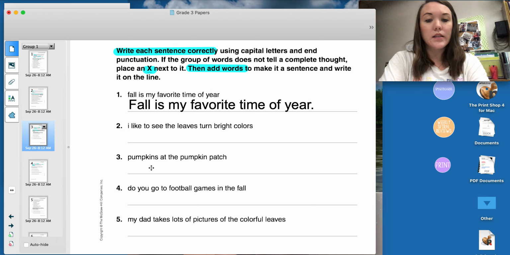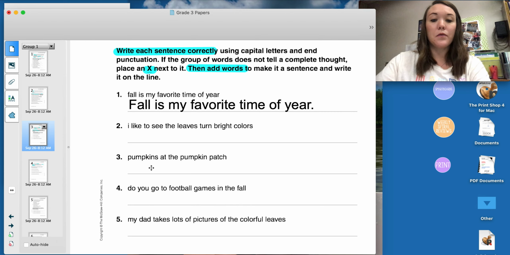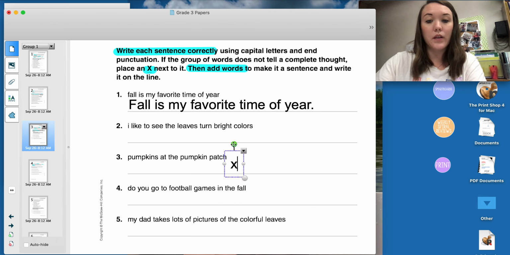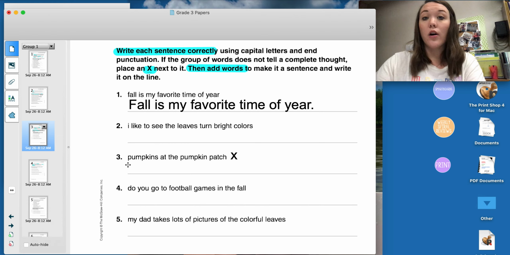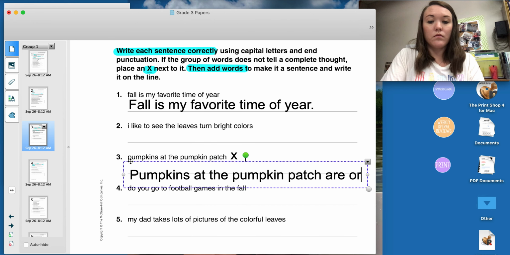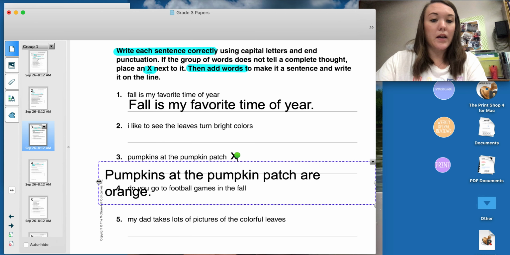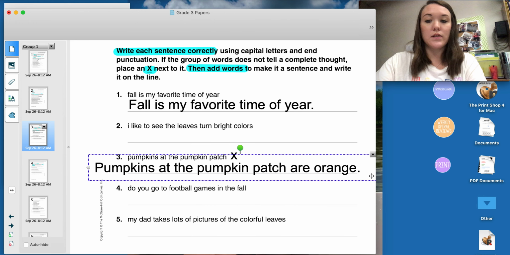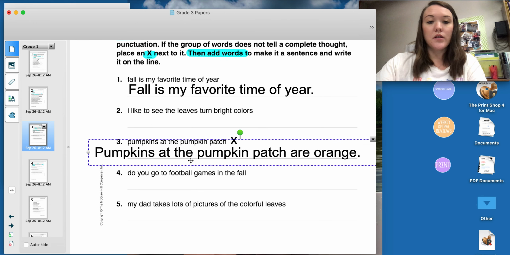Number 3 says pumpkins at the pumpkin patch. That is a sentence fragment. So I'm going to put an X next to it to tell myself it's not a complete thought, and I need to fix it. Pumpkins at the pumpkin patch are orange. That is now a complete thought. I started my statement with a capital letter, and I ended my statement with the correct end punctuation, which is a period. You will repeat these directions for number 2, 4, and 5.